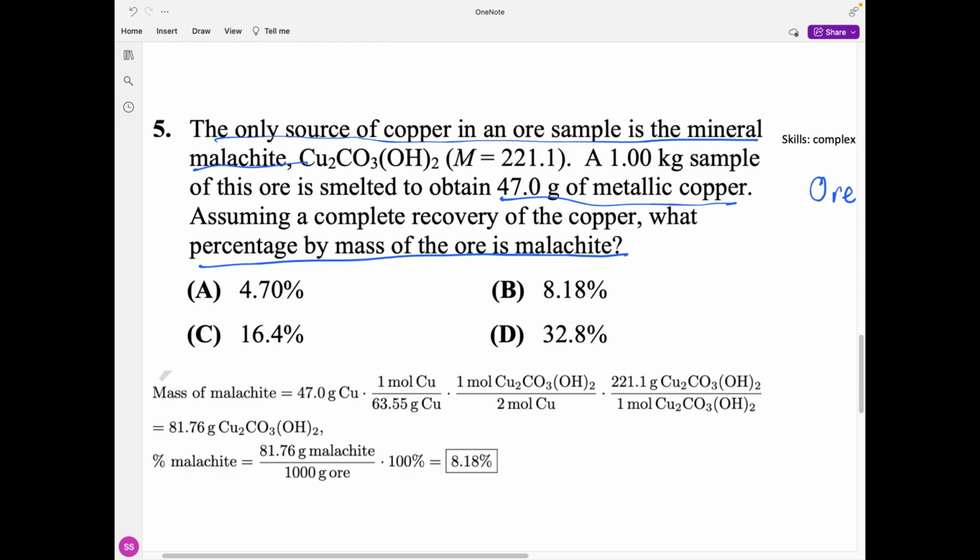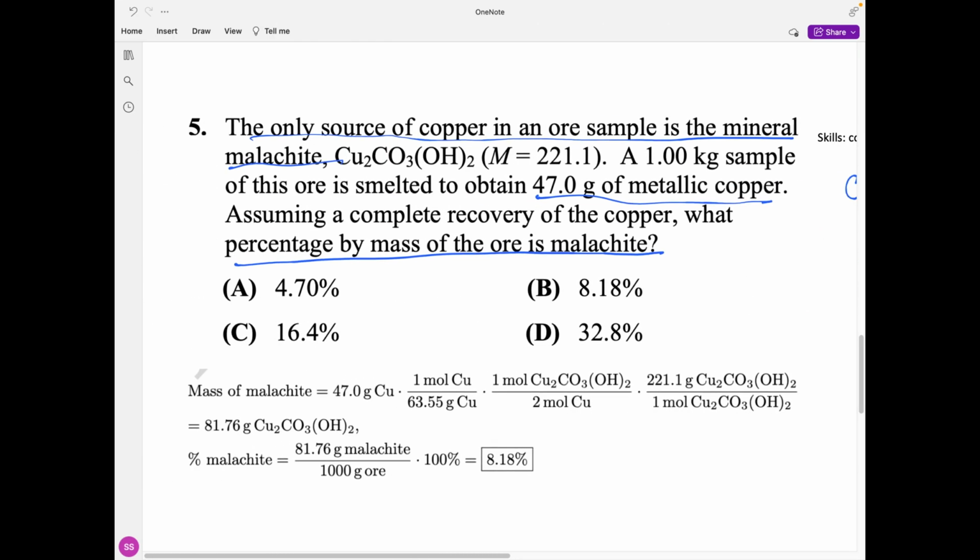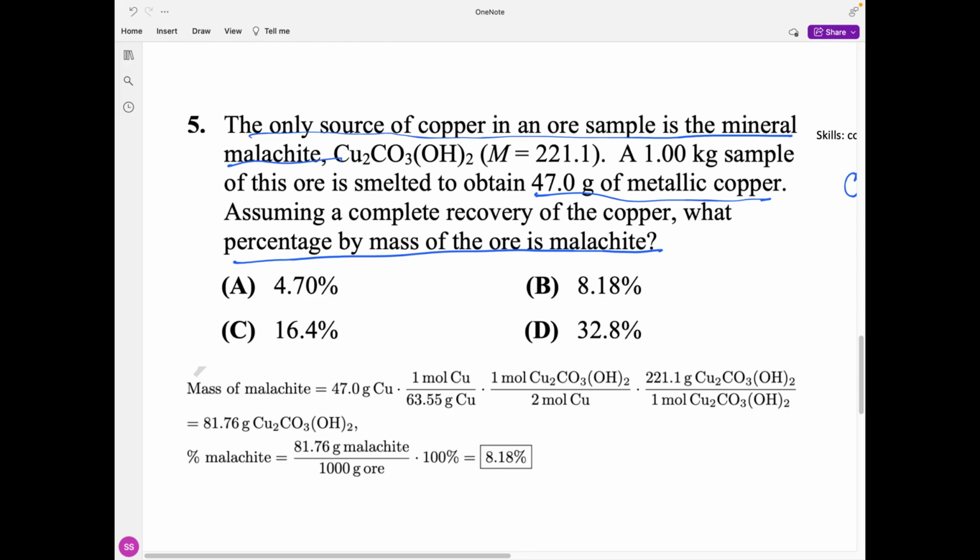So we're going to convert this copper back into malachite and then divide that by the 1 kg of ore that we have. More specifically, we're going to go from grams of copper to grams of malachite and then divide that by 1 kg of ore. This is pretty much the same dimensional analysis that the rest of the problems have been following, so I'm not going to go into it in much depth.